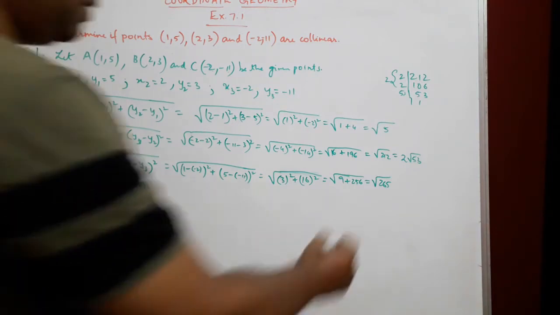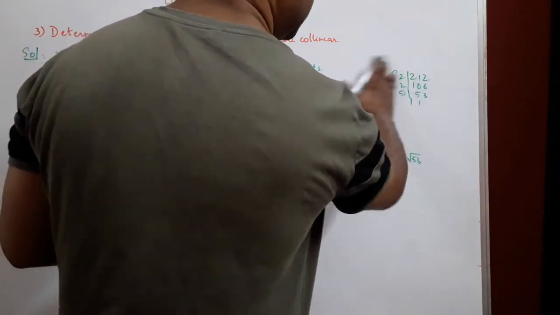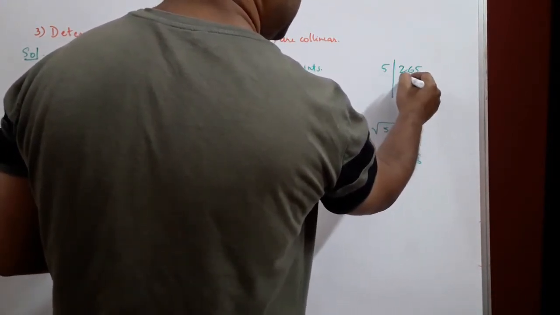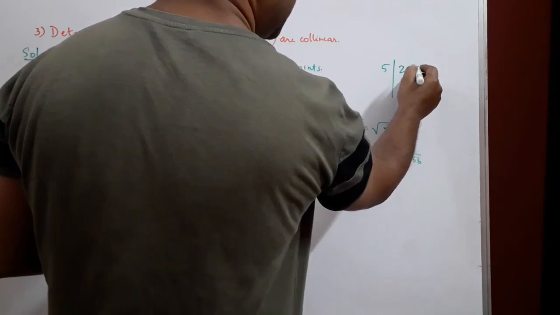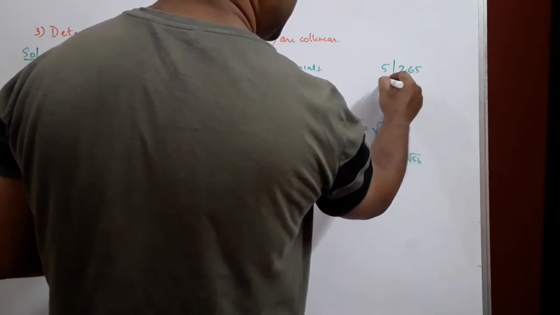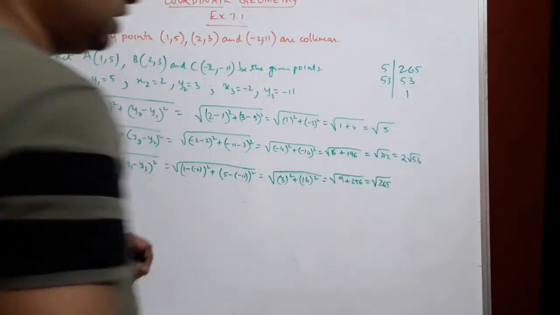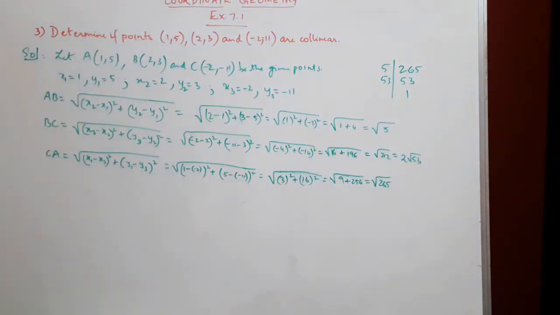Now, can we get factors of 265? Let us see. 265, 5 5s are 25, carry 2, 5 3s are 15, 17, 265. So no, there are no factors. So it would be just square root of 265.